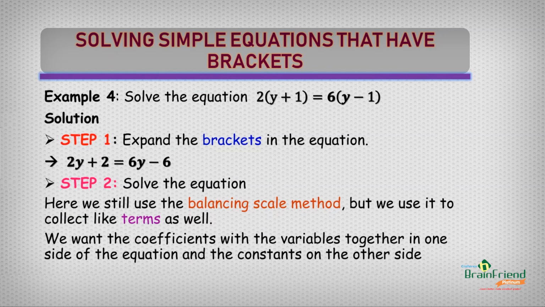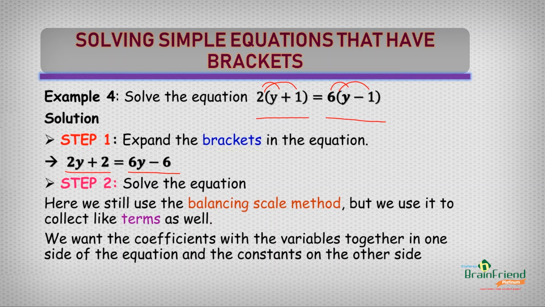Example 4. Solve the equation 2(y + 1) = 6(y - 1). Step 1, we expand the brackets in the equation. 2 will multiply y and 2 will multiply plus 1 to give us 2y plus 2, equal to 6 will multiply y and multiply minus 1 to give us 6y minus 6. Here, there is no need to simplify the equation, so we go straight to solving the equation.